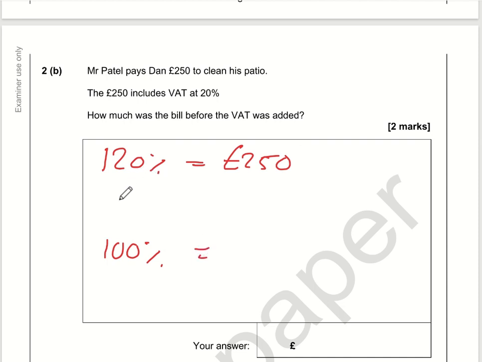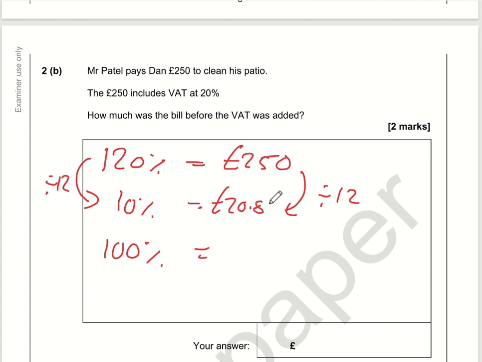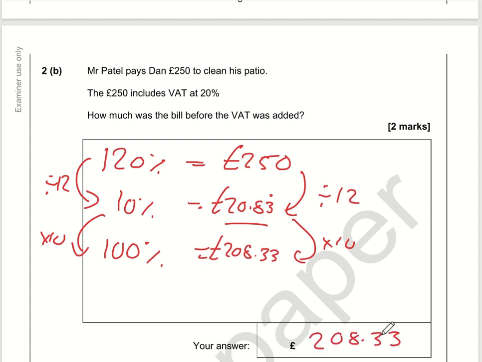Well, what I'm going to do here is work out what both of these are multiples of: 10%. So 10% is 12 times less than 120, so I need to divide this by 12 as well, and £250 divided by 12 is £20.83 recurring. And so if 10% is this amount, then what is 100%? Well, that is 10 times more, so I need to multiply this figure by 10, so that is going to be 208.3 recurring, so that will be £208.33.